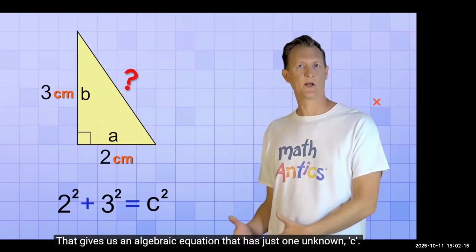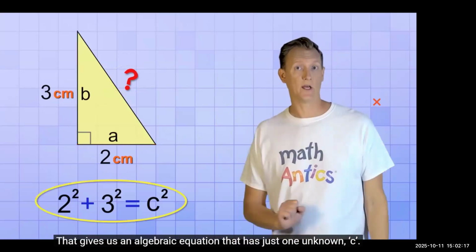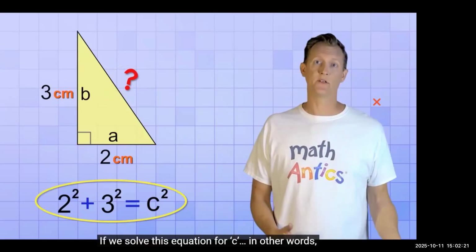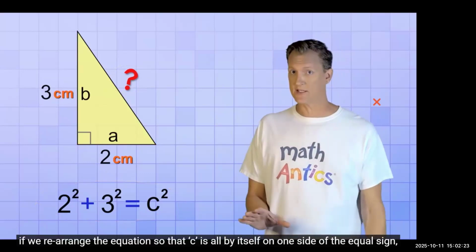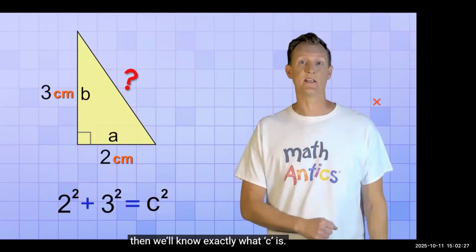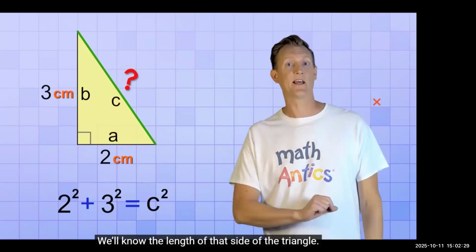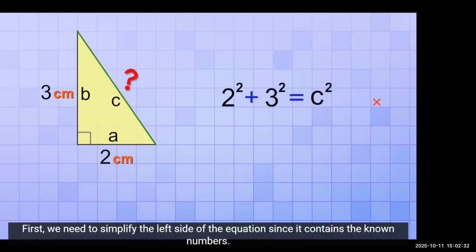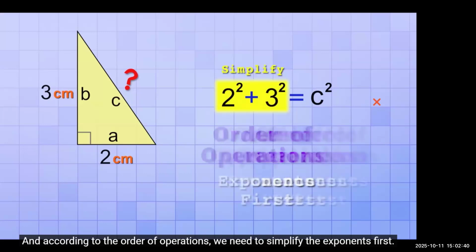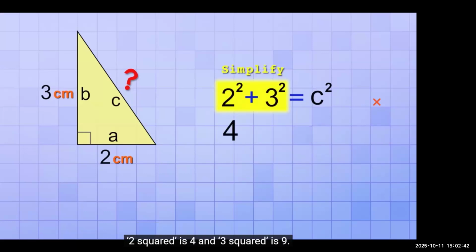That gives us an algebraic equation that has just one unknown, c. If we solve this equation for c, in other words, if we rearrange the equation so that c is all by itself on one side of the equal sign, then we'll know exactly what c is. We'll know the length of that side of the triangle. First, we need to simplify the left side of the equation since it contains the known numbers. And according to the order of operations, we need to simplify the exponents first. 2 squared is 4, and 3 squared is 9.